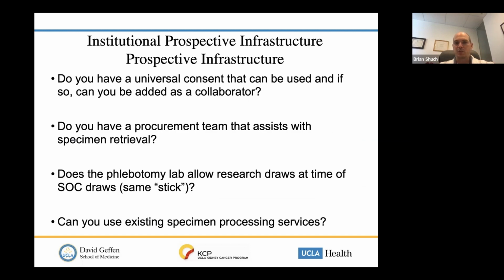Prospective infrastructure. Do you have a universal consent, and can you be added to that universal consent? Why start your own protocol when you could just be part of an institutional effort as a collaborator? Again, you can be linked to that procurement team. Maybe they charge you. There's also the phlebotomy lab team, or if a patient's going for an infusion, couldn't they draw blood for you at a standard of care stick?